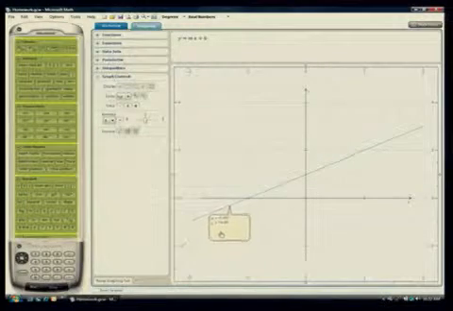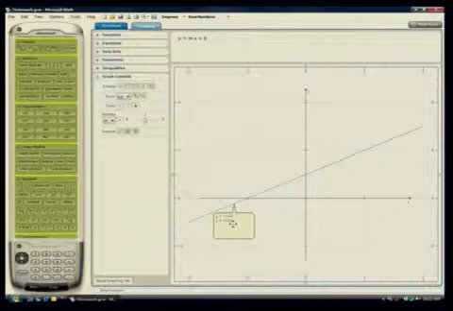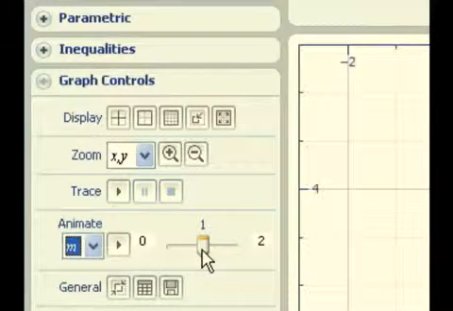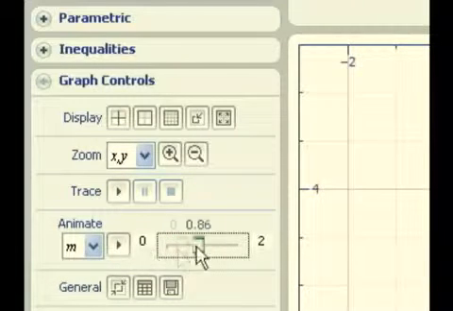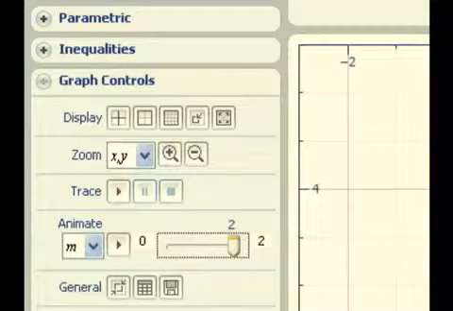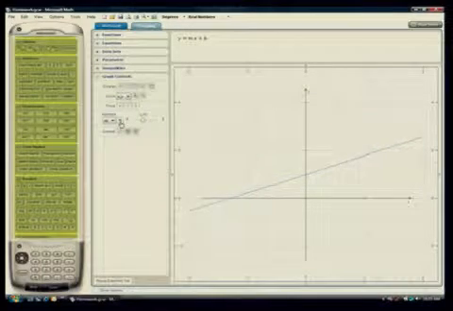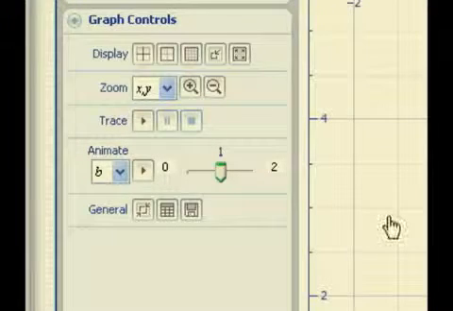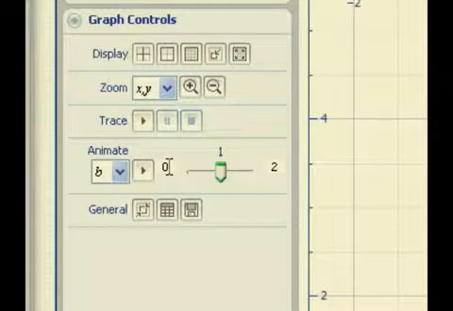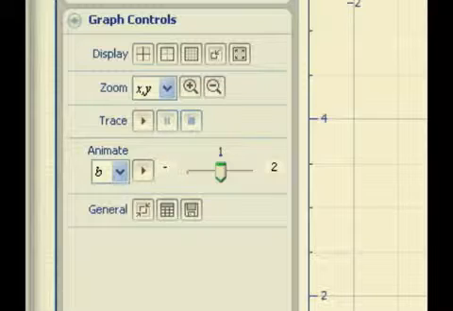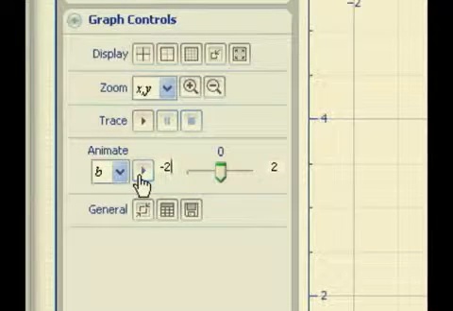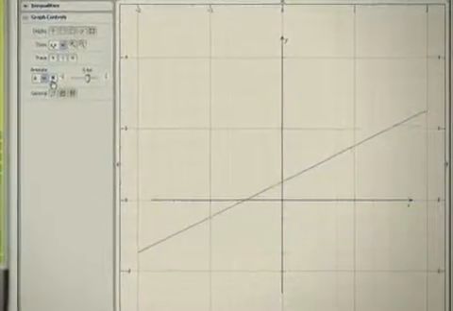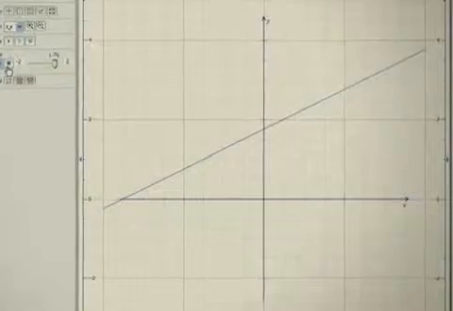One key concept in algebra is the effect of parameter changes on a graph. For example, you can animate m and see the effects on the graph when m goes from 0 to 2. Notice that as m increases, the line gets steeper. Now let's look at what happens to the graph as b, the slope-intercept, increases. Let's change the range on parameter b to go from -2 to +2, and then animate the graph. Notice that as b increases, the line is translated upward.